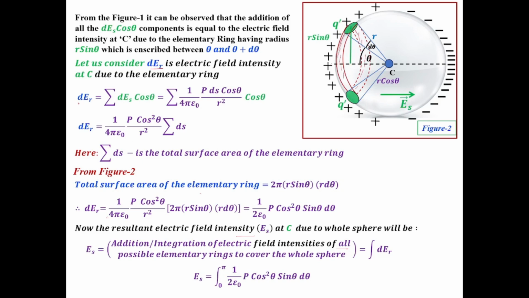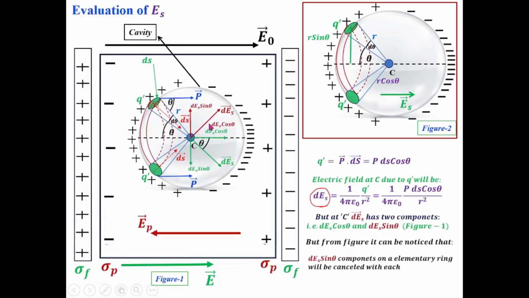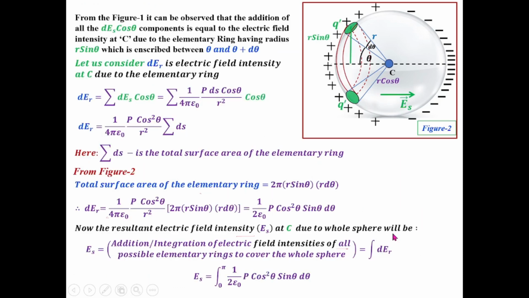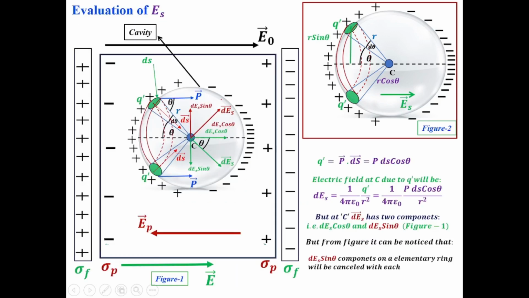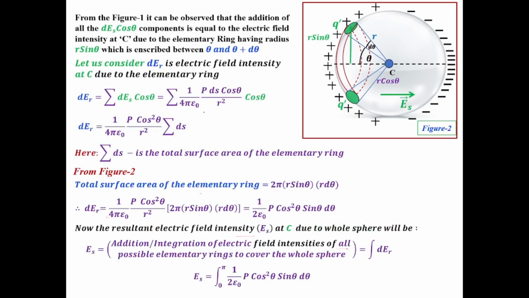So dr, which represents the electric field intensity at C due to the elementary ring, will be ds cos theta. The ds value here we found: 1 by 4 pi epsilon 0, p ds cos theta by r square. This much value we are going to substitute over here, 1 by 4 pi epsilon 0, p ds cos theta by r square, into another cos theta.